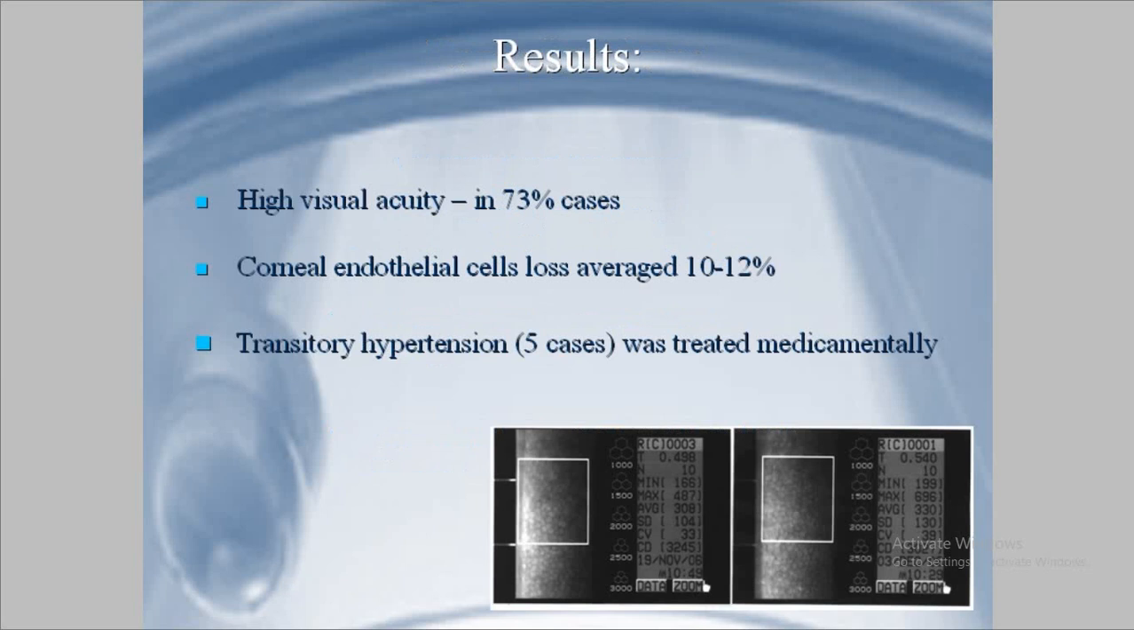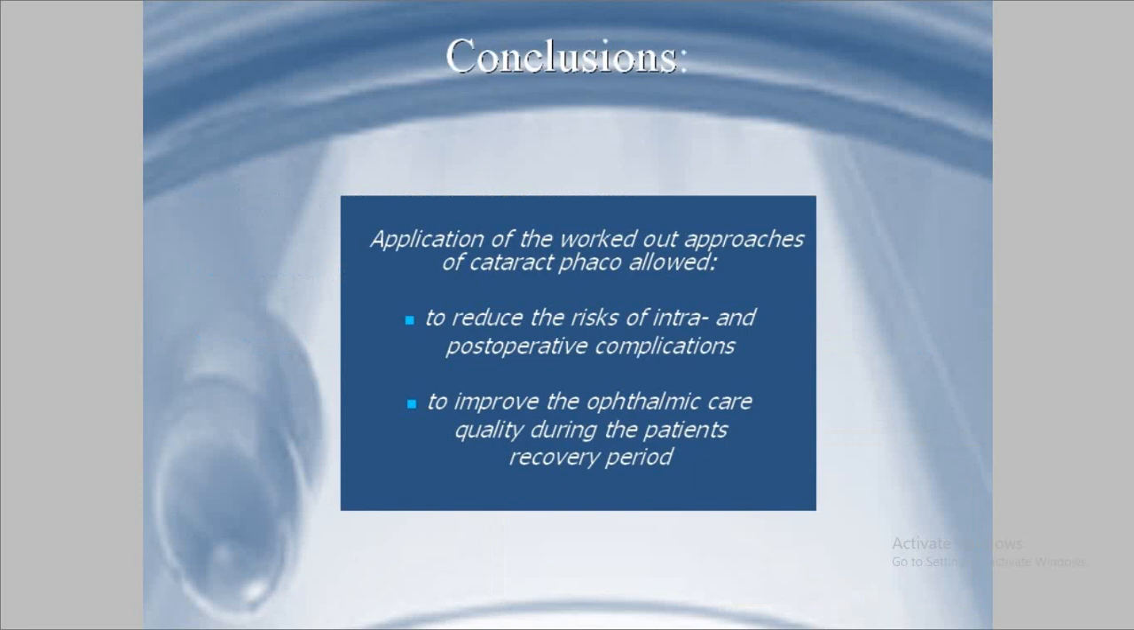Postoperative transitory hypertension was ceased medicamentally. High visual acuity was achieved in 73% of cases. Low visual acuity was caused by amblyopia, retinal changes. All patients had stable central IOL position in capsular bag. Corneal endothelial cell loss averaged from 10 to 12%.